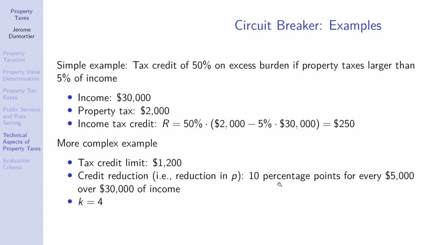So here what I do is that the P, or this value here, is 100% for incomes of $30,000 or less. And then it is decreasing by 10 percentage points for every $5,000 above the $30,000. And here we are looking at the K of 4%. Okay, so not 5%, but 4%.